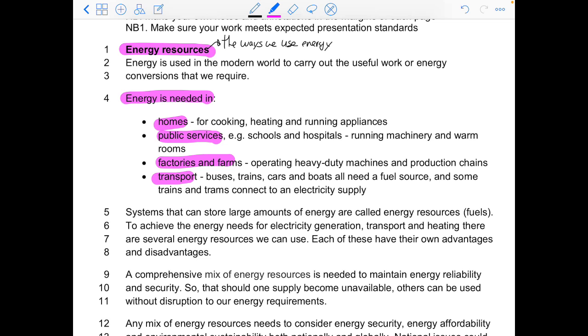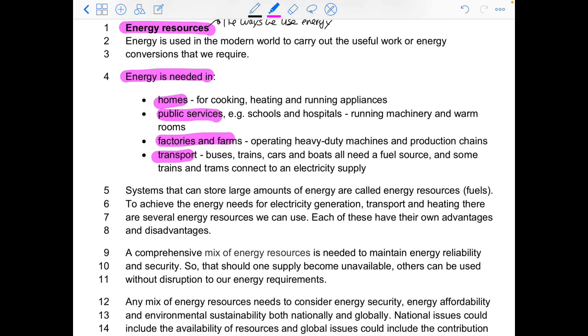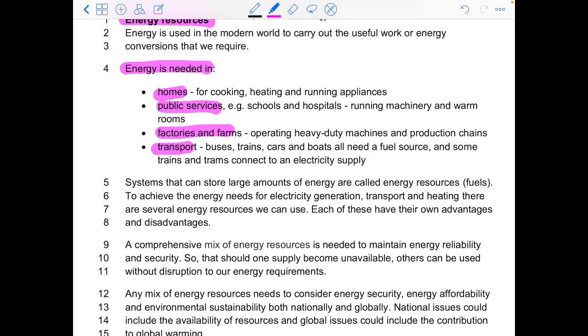And transport, getting from one place to another. So using a bus, a train, a car, a boat, a plane. They all need something to make them go, whether that be petrol, diesel, heavier fuels, electricity, anything like that. So we use a system that can store a large amount of energy, called energy resources or fuels. So this is where the energy we use every day comes from.